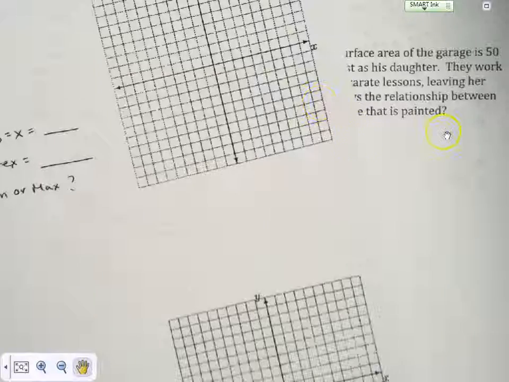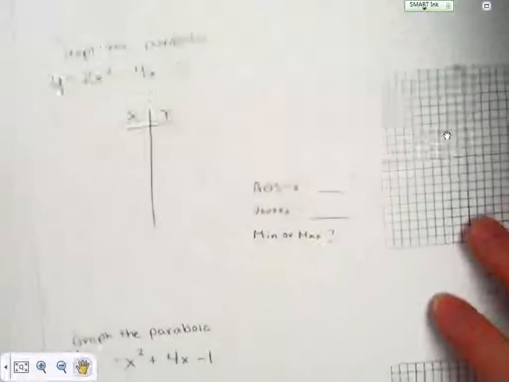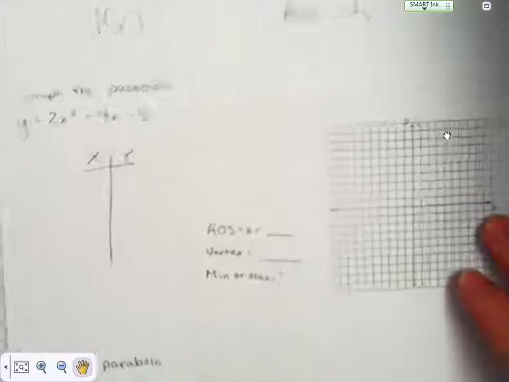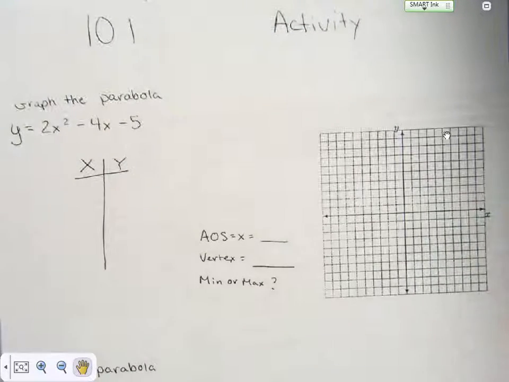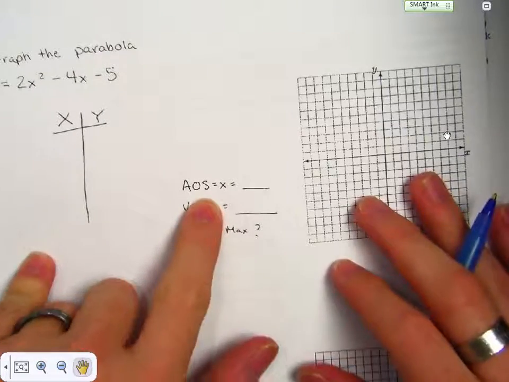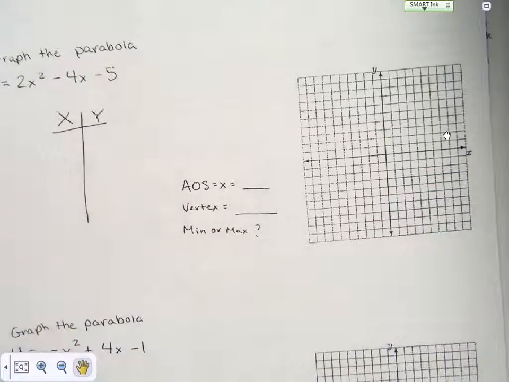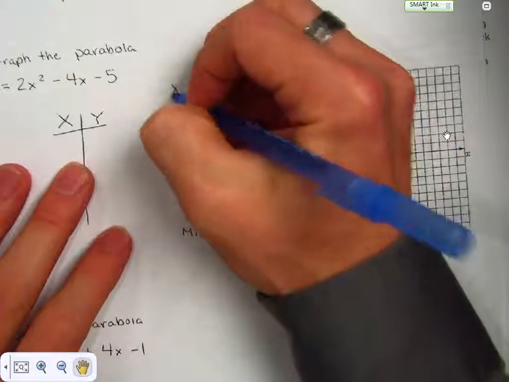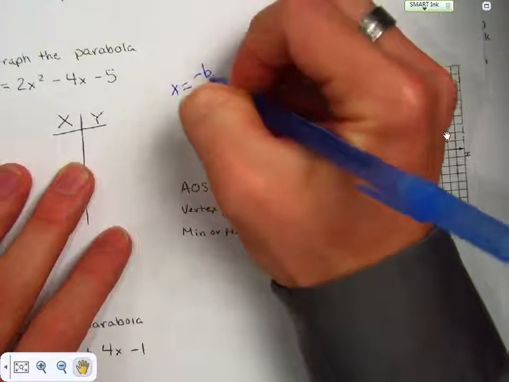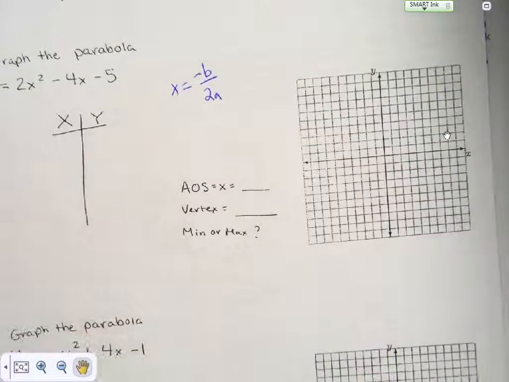Okay, so 10-1 activity. We're just reviewing some of the stuff that we did a few days ago. It says to graph the parabola. Anytime that you're told to graph the parabola, you're given the equation. The best thing to do to start off with is find out what this AOS is. What's that stand for? Axis of symmetry. The axis of symmetry is equal to the opposite of B divided by 2A.